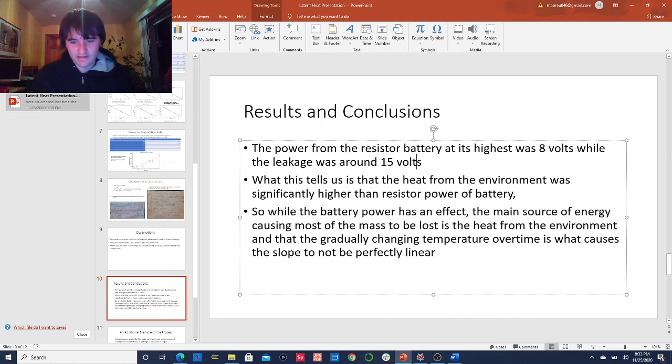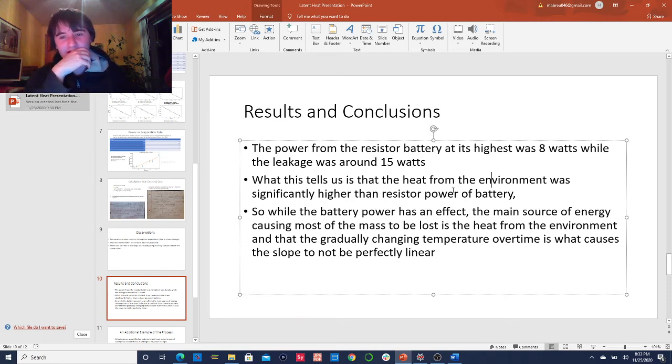This is supposed to be watts. I don't know why I said volts here. There we go. Perfect. So, here, let me fix it. There we go. I don't know why I said that there.